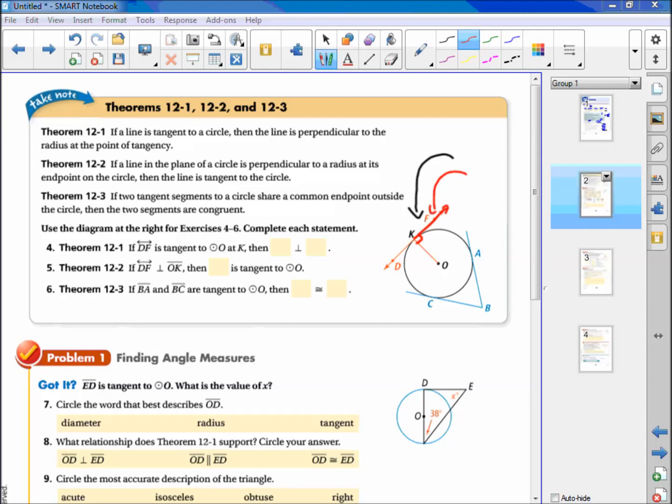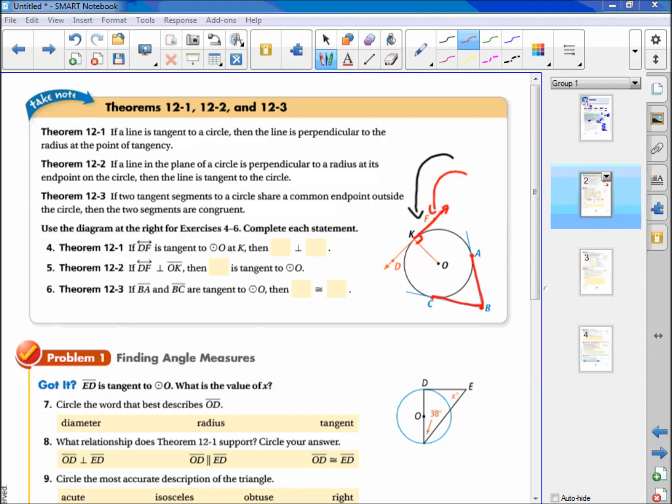We know that line will only cross the circle one time. And in 12-3, if two tangent segments to a circle share a common endpoint outside the circle, then the two segments are congruent. All right, so here are two segments. BA, there's the point of tangency for our first segment.